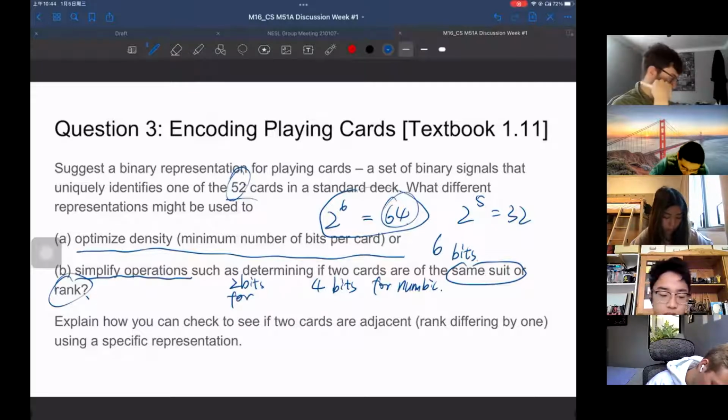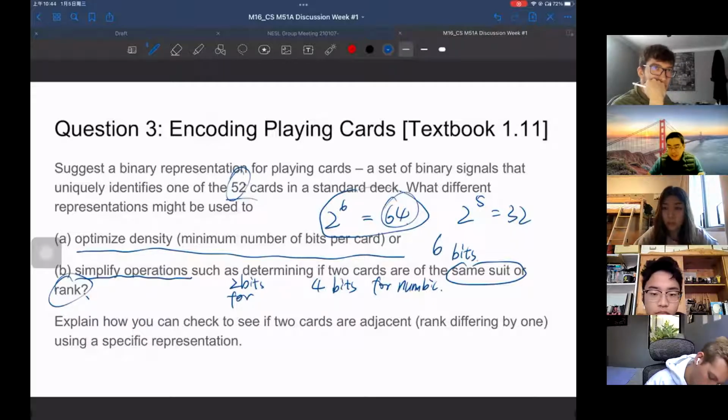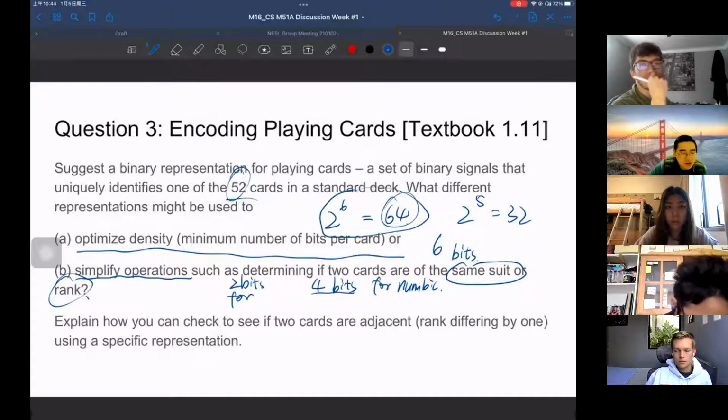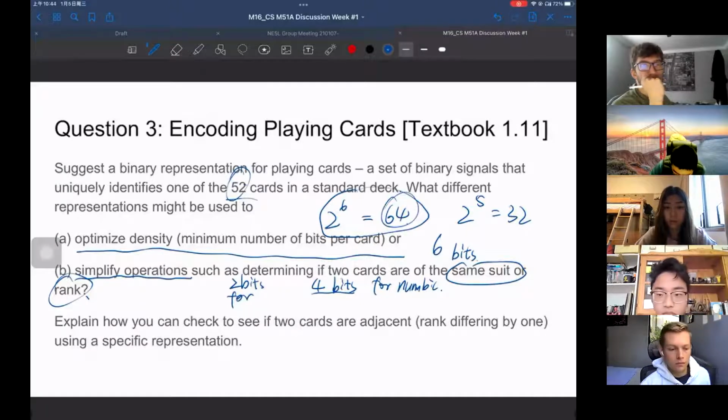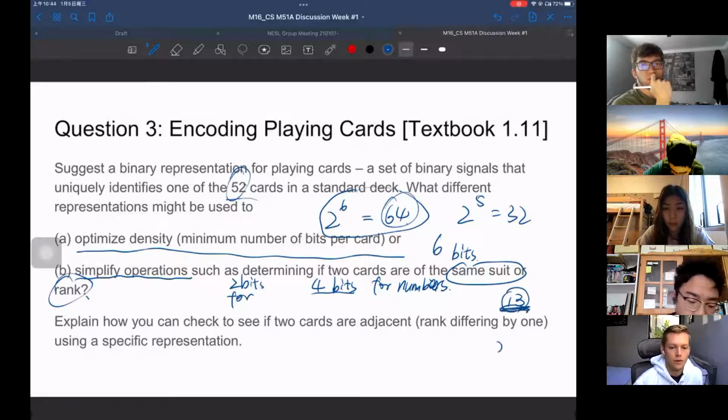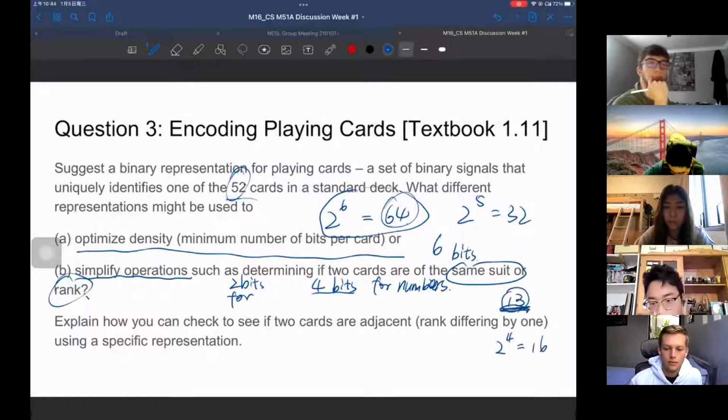So let me repeat. If we want to do this comparison, of course, we want to separate the information, so we don't have to compare 6 bits all the time. We can split it. Then we need 4 bits. Why do we need 4 bits for numbers? Can anyone else tell me? How many numbers do we have? We have 13 ranks. So 2 to the 4 is 16, greater than 13. So we have 4 bits for numbers.